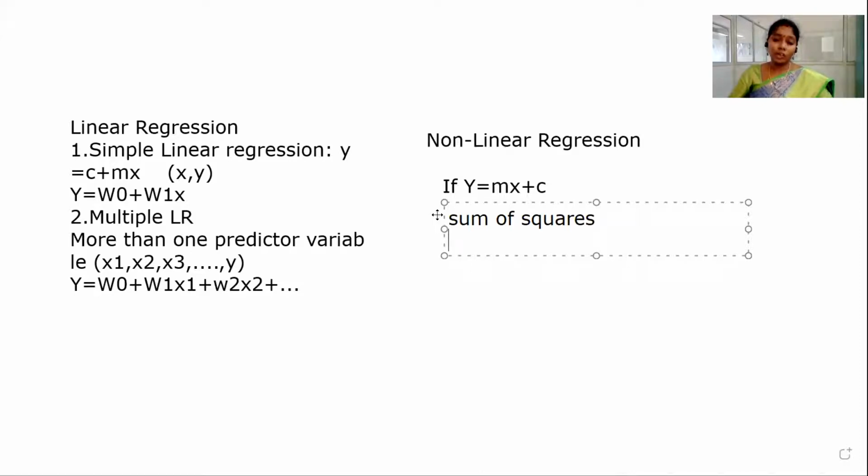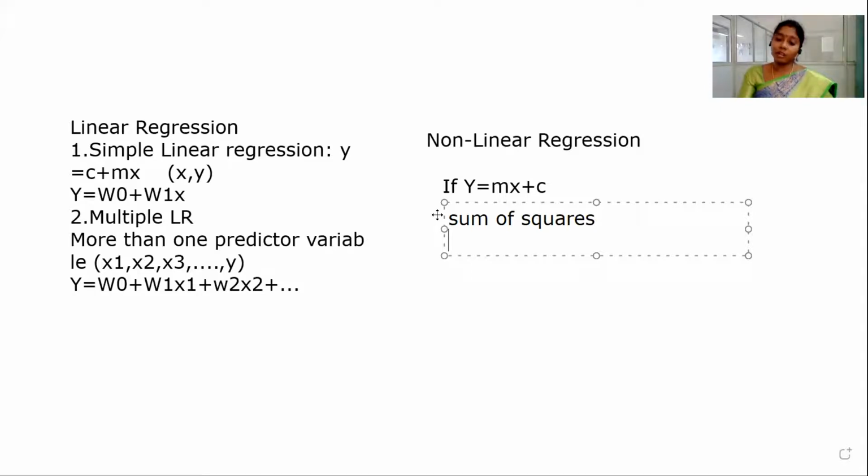So we need to select the model which results in a good value for the sum of squares. Sum of squares should be as minimum as possible. What is the sum of squares? What is the error in linear regression? In linear regression, error indicates the difference between the data point and the line we have drawn, the regression line. Similarly here also, sum of squares is the difference between the data point and the nonlinear regression model line.